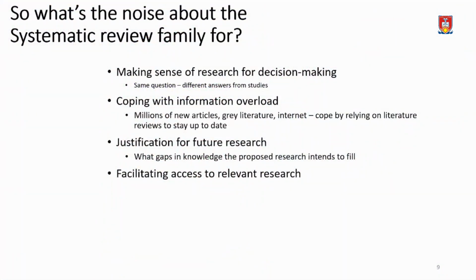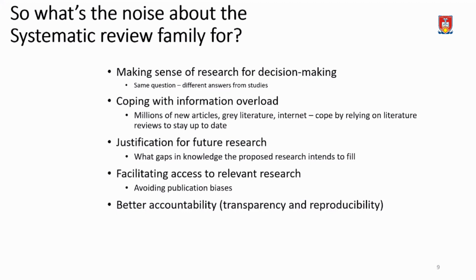Thank you. So we're also trying to facilitate access to relevant research. As we see, publication bias is one of the very important things that systematic reviews are trying to take care of. So these are some of the reasons why there's a noise about systematic reviews. We are trying to have better accountability in terms of transparency and reproducibility, which we'll delve into deeper and deeper. We are just getting started.